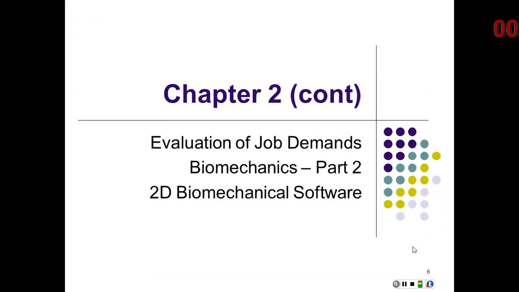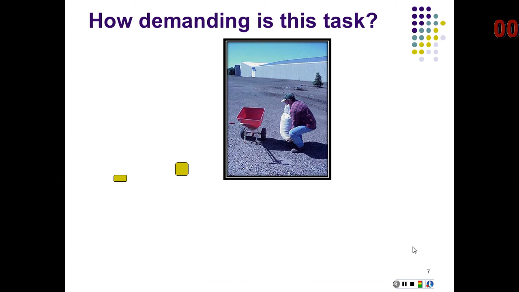Hello, in this part of the lecture we're going to be looking at using biomechanics to evaluate job demands. Say you have this employee on site and you see him performing this lift. You might think, well, this looks pretty heavy. Is this a problem job? Do I need to worry about it? Do we need to install controls? Do we need to make changes to improve it?